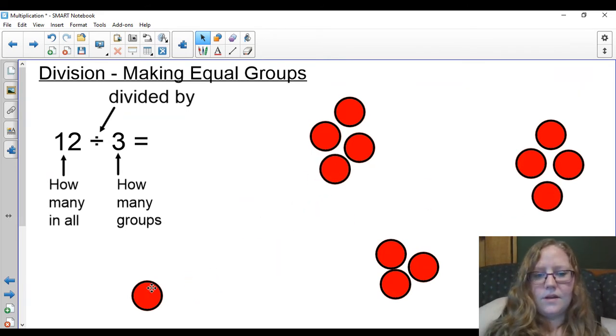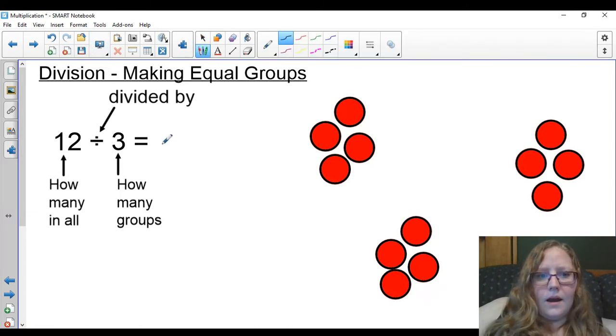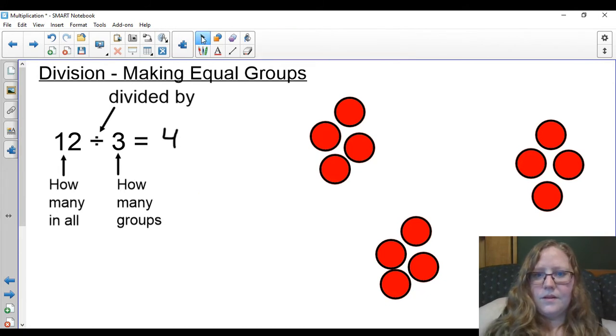Okay, so how many ended up being in each group? 4. So I have a group of 12, and I've divided it into 3 groups, and there's 4 in each group. Okay? I could make this a multiplication sentence by going 3 groups times 4 in each group is 12, the number we had altogether.